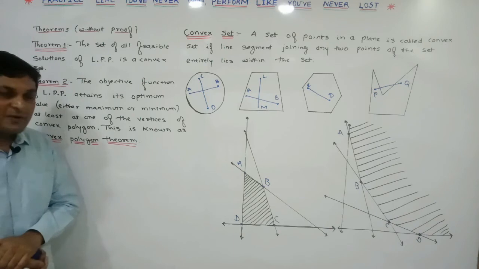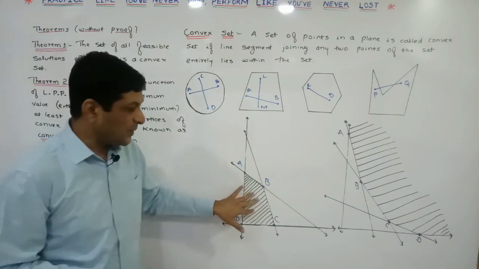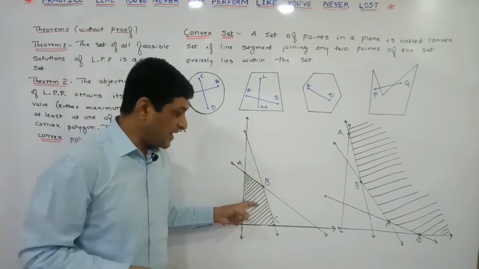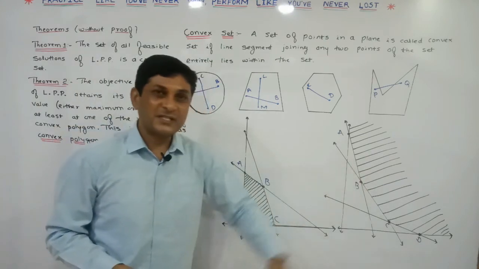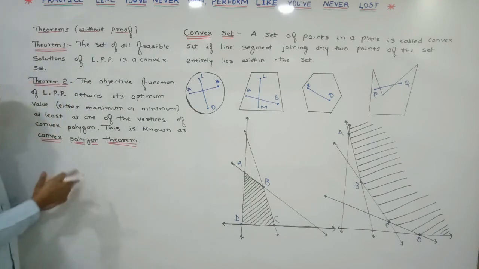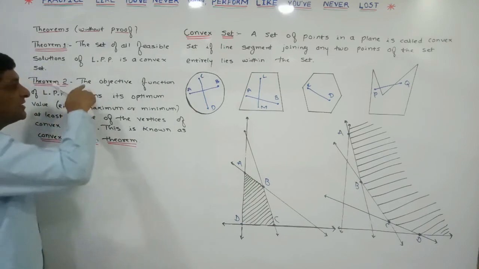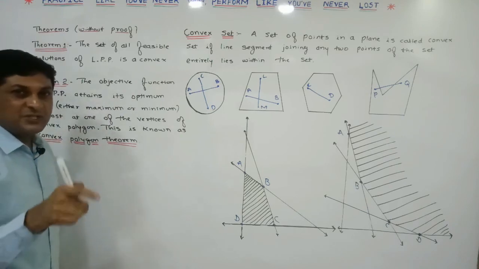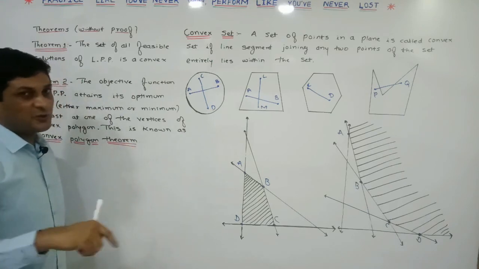If you observe our feasible region, it is a convex polygon. Polygon means what? It has sides, isn't it? So this is also an example of a convex polygon. This is also an example of what? Convex polygon. And according to the convex polygon theorem, the objective function means what? The goal which is either to be maximized or to be minimized.